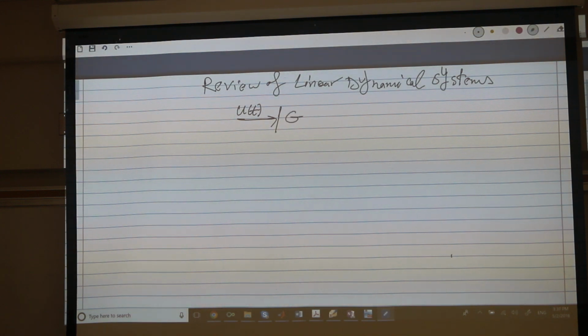So this is your dynamical system. Usually we say G of S, right? Where S is the Laplace variable. Again, we have our own S, so I'll just call the Laplace variable P. And we have here the output Y of T.